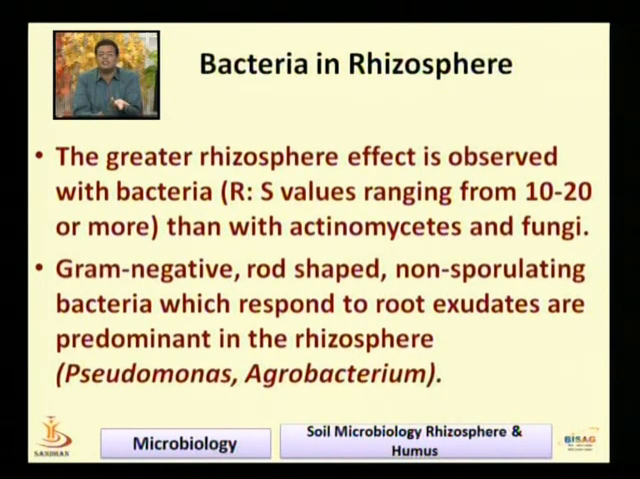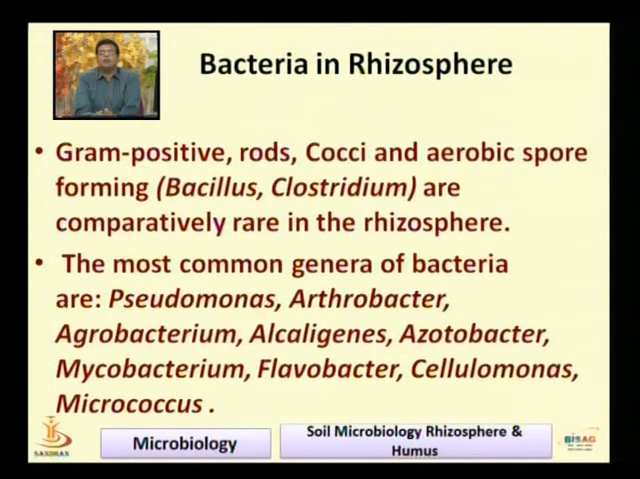Now what type of bacteria are found in this area? Usually bacteria have a very high R:S ratio as compared to actinomycetes or fungi or any other mycelial organism. Generally we may encounter gram negative bacteria, rod shaped, non-sporulating bacteria with respect to root exudates. Most prominent are Pseudomonas, and even Agrobacterium is also found in this area. Not only gram negative but gram positive bacteria are also commonly found, because most of them are saprophytic organisms, they are aerobic organisms. So rods, cocci, spore forming bacilli, and Clostridium organisms are also found in this rhizosphere.